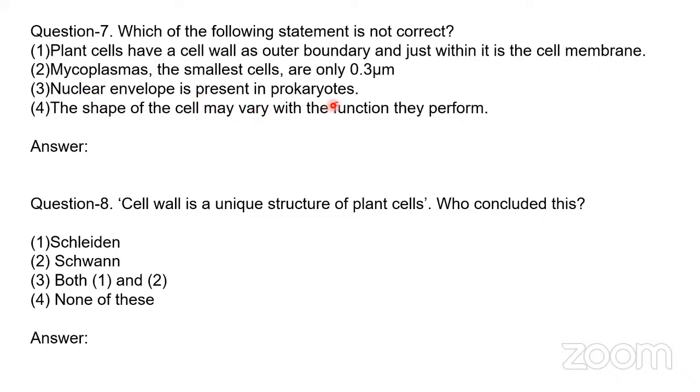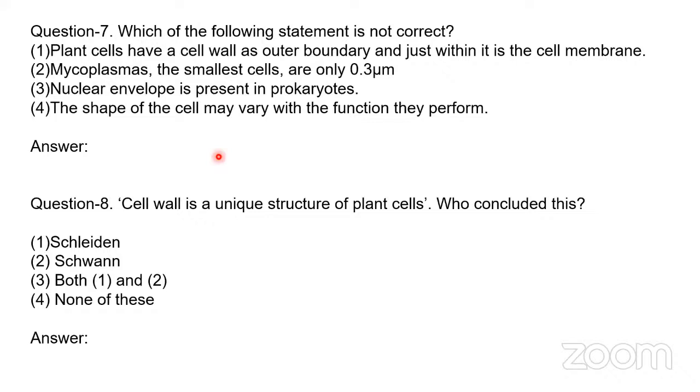We know that the prokaryotes are the organisms in which the nucleus is not surrounded by any membrane. So option number 3, which states that nuclear envelope is present. Envelope, by envelope we mean membrane. So nuclear envelope is present in prokaryotes, so option number 3 is incorrect. Since the question asks which of the following statements is not correct, the correct answer is that nuclear envelope is present in prokaryotes, because this is a wrong statement.